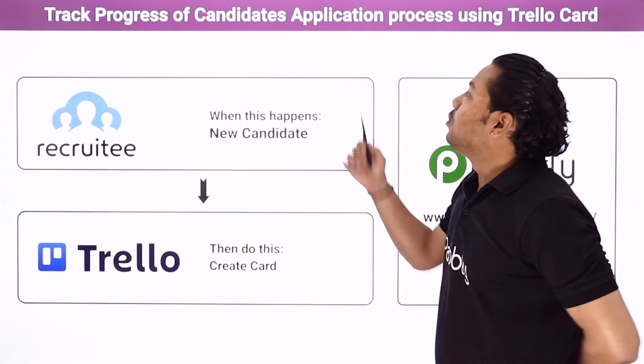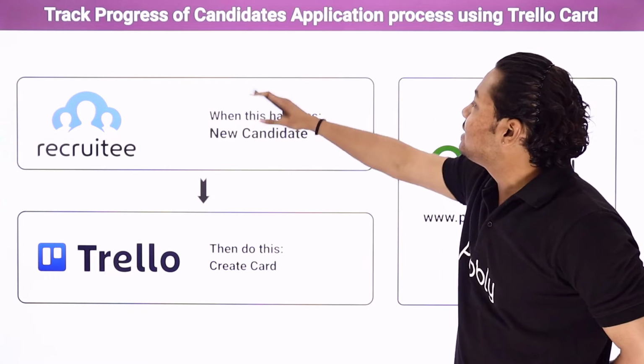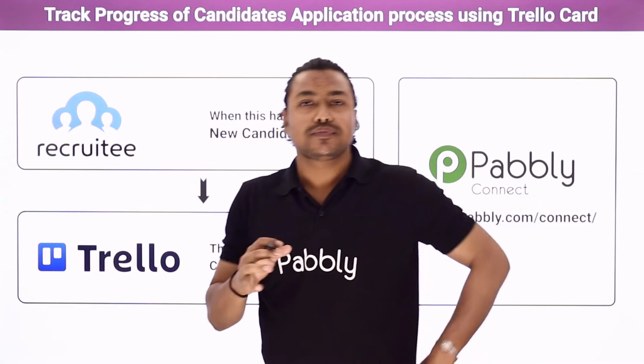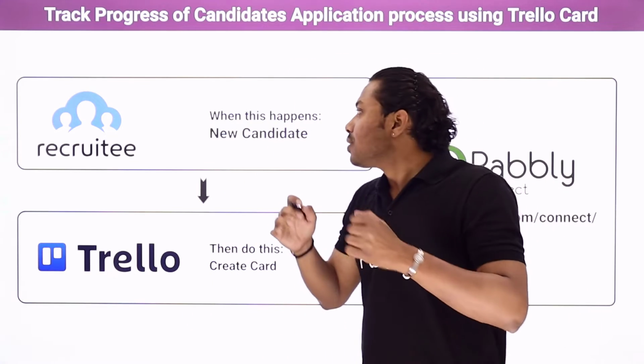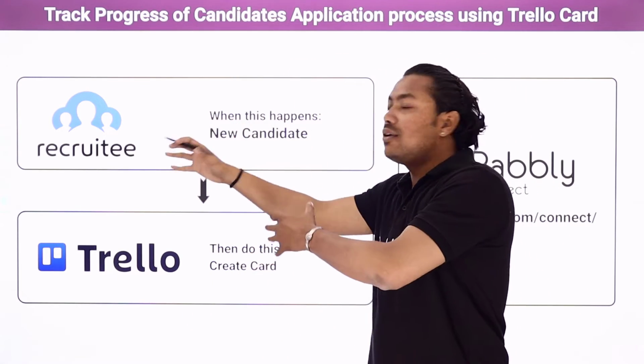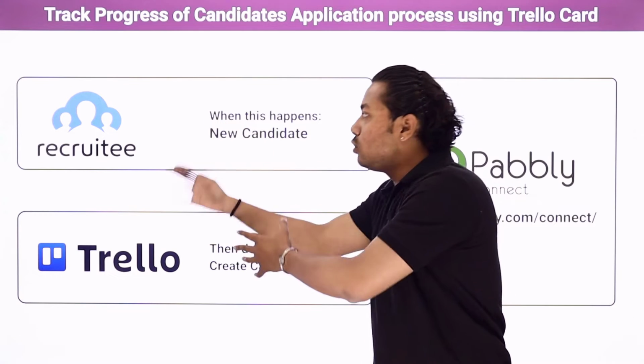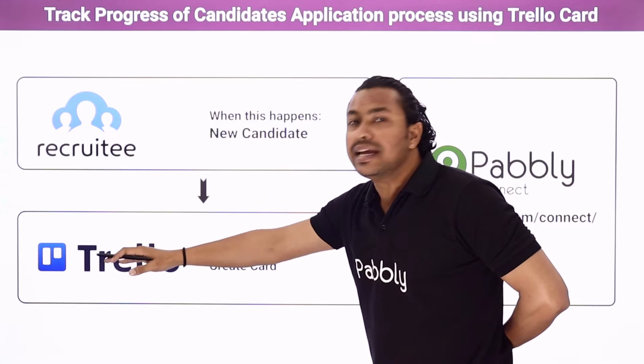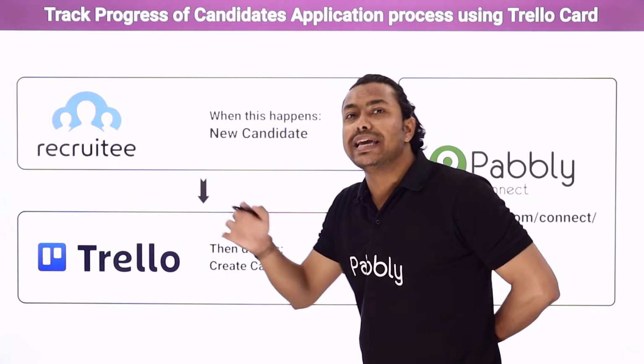So today I am going to tell you how you can track progress of candidates' applications process using your Trello account. Now, what would happen here? Whenever a new candidate applies for a job in our Recruitee account, an automatic card will be created in our Trello account by his name.